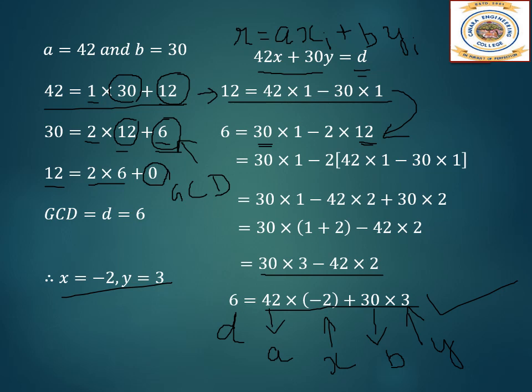In case these two numbers were relatively prime, their only common factor should have been 1, so the GCD should be 1, but here the GCD is 6. So these are not relatively prime. If they are relatively prime, then one of these is the inverse. That we will see later with an example.